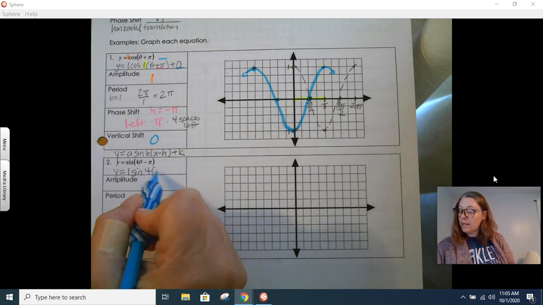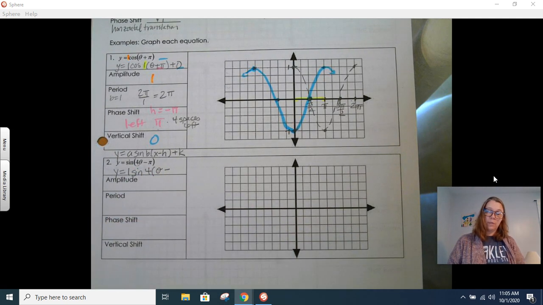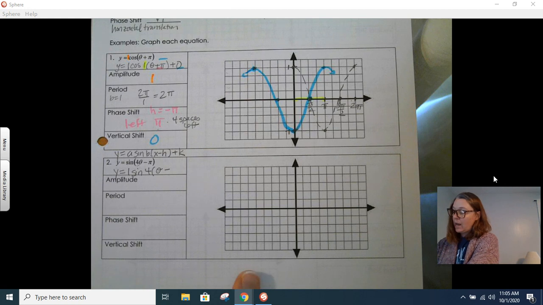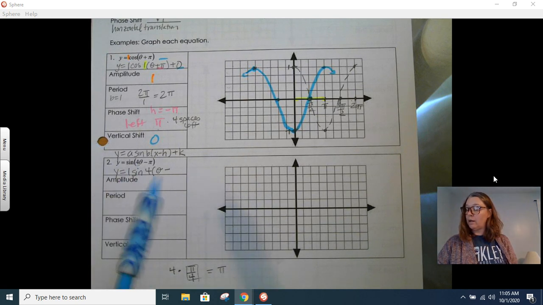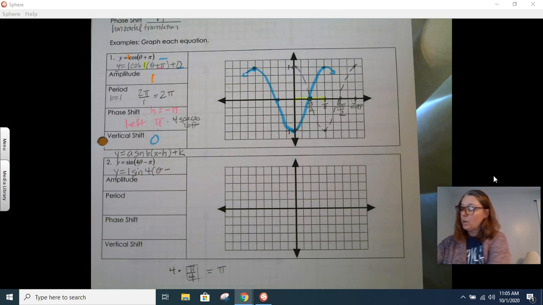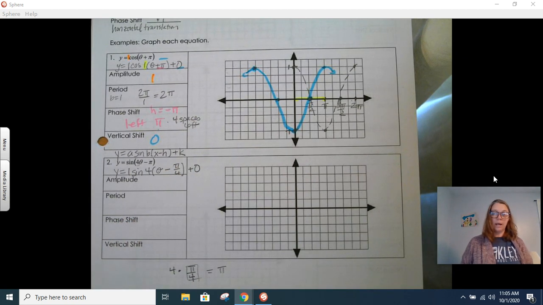So I have 4 times theta is 4 theta minus, now my h value is not going to be pi anymore. Now I need to think, okay, 4 times what would get me to pi? And if it helps, just jot that down off to the side. 4 times what would equal pi? Well, I need a pi in there, and I want these to cancel, so I would need pi over 4. What you could also do is just divide the pi by the 4, and it'll work also. So this is pi over 4. And then it's like plus 0. There's nothing on the outside.